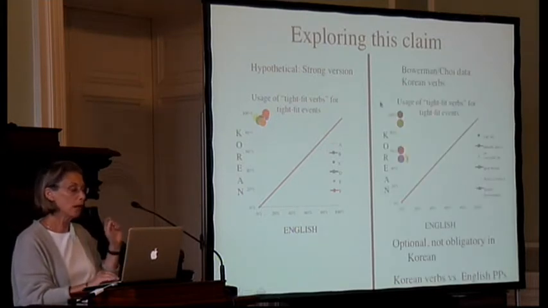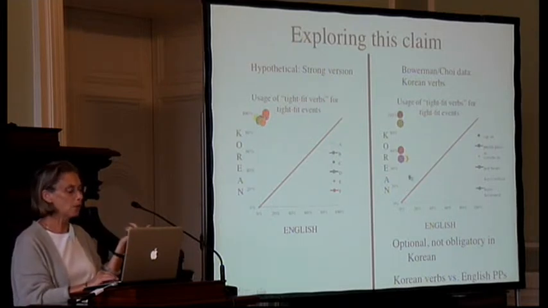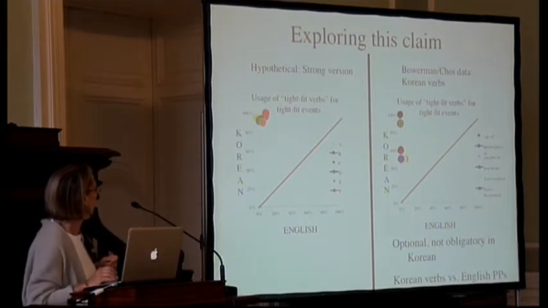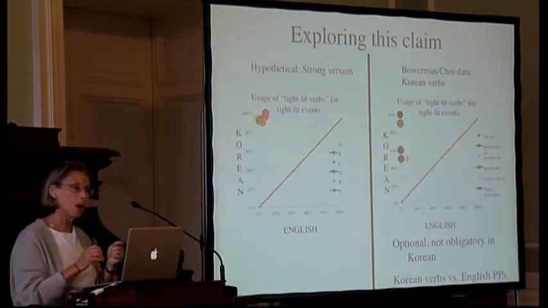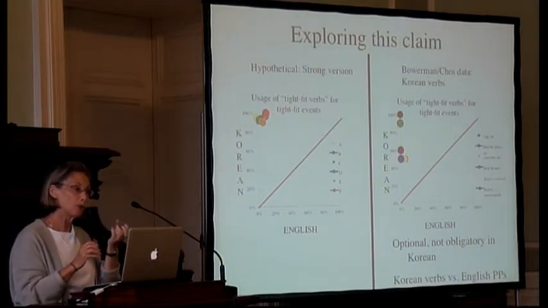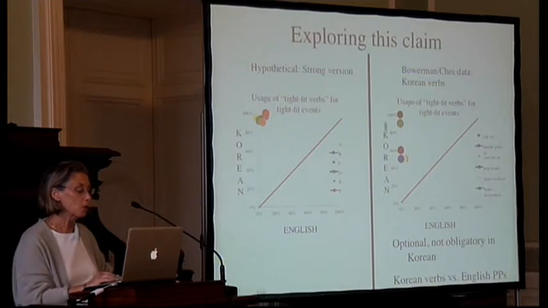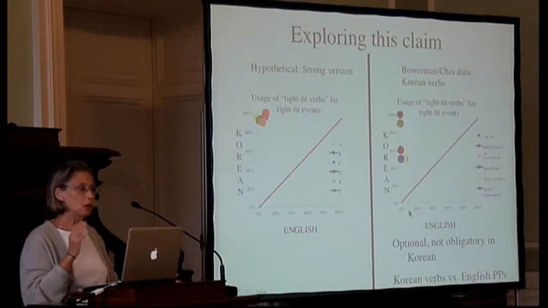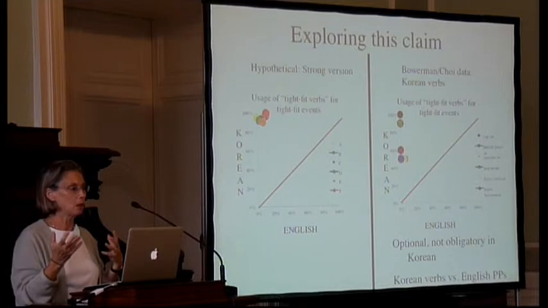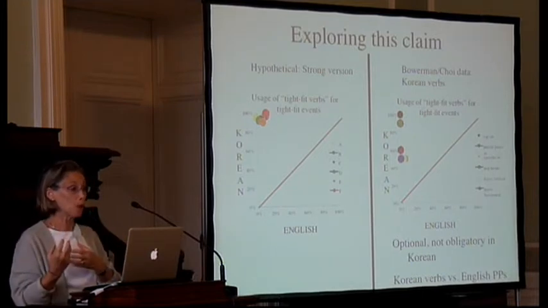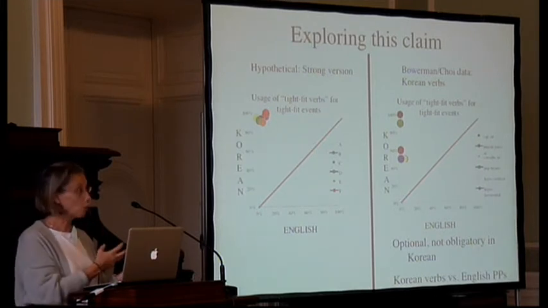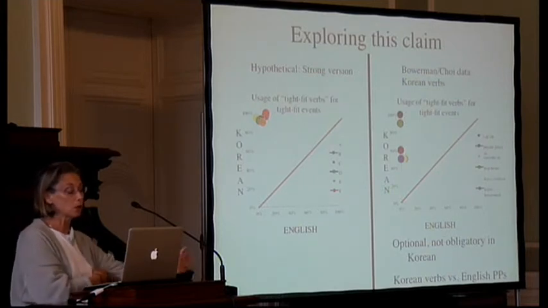As it turns out, the actual data from Bowerman's graphs show that it's not obligatory in Korean. About half of the subjects use the tight fit verbs for items like putting together Legos horizontally and even putting together pop beads. Some of them are sort of half and half, loose verbs and tight verbs. There are others that use much more tight verbs, but already we see that they're optional and not obligatory in Korean.